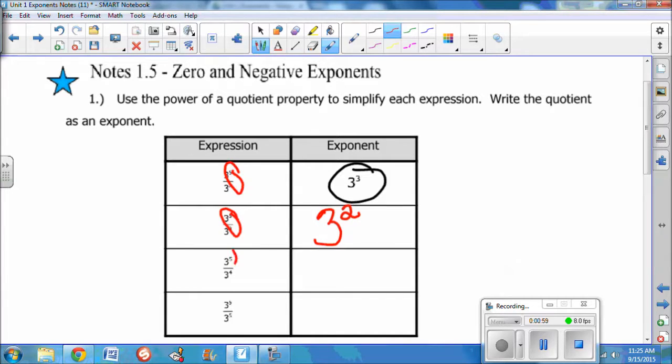Continue down. What do we do with those exponents? 3 to the 1st. Start to see a pattern happening. So now we have 3 to the 5th divided by 3 to the 5th. If we continue with that idea of subtracting our exponents, we end up with 3 to the 0.